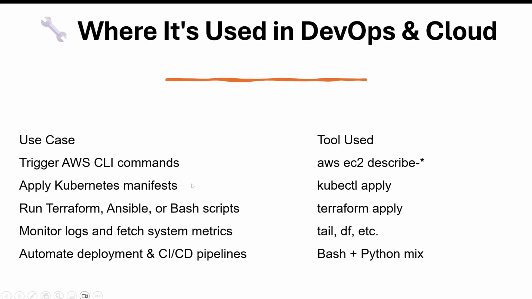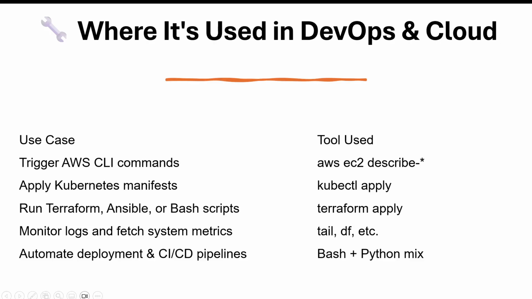Okay, so where are these things used? For example, if you have to trigger any of the AWS CLI commands like aws ec2 describe, you can use this. To apply Kubernetes manifest files like kubectl apply, you can use it. To run Terraform, Ansible, or Bash scripts. If you have to execute any Linux commands, everything you can use the same thing. And in case you have any CI/CD pipeline, or if you have to mix Bash plus Python, then also you can use subprocess. To execute these external commands, we need subprocess. Okay, so let's get started and let's see how this can be used.